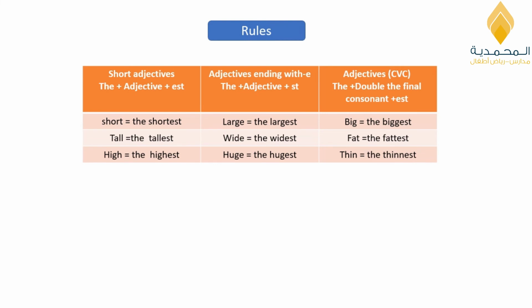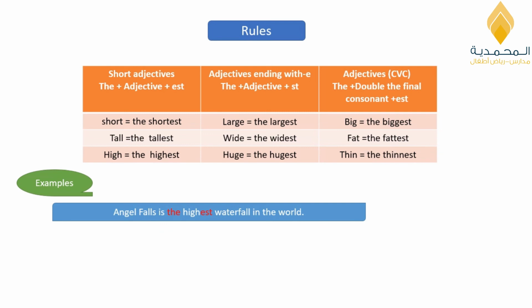Huge, the hugest. Now for the adjectives which are CVC, we put the, then we double the final consonant, then we add est. Big, the biggest. Fat, the fattest. Thin, the thinnest. Let's see some examples.